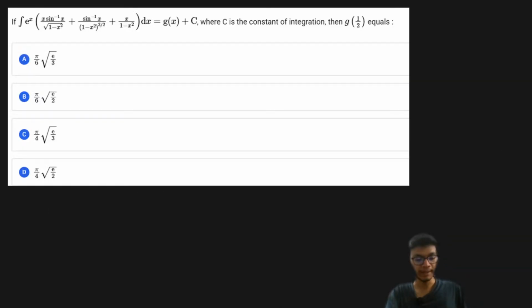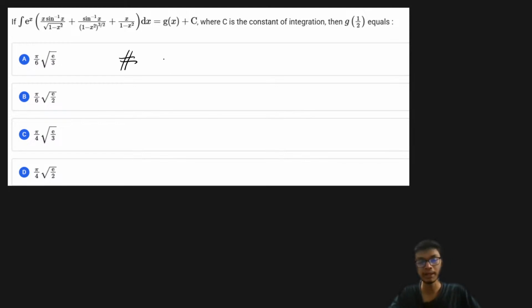So the next problem is again a very interesting problem. If you know the properties, or if you know the shortcut to solve this problem, the question is very simple. So let me tell you the very important property before you start to solve this question.